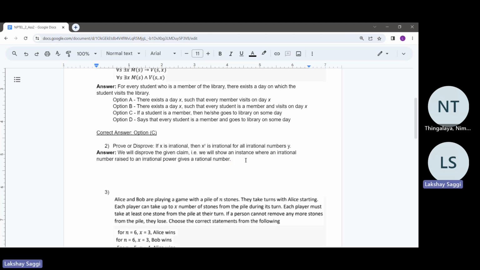Personally, I like this question a lot because I feel it is very counterintuitive. For this, let's just take the example of the number root 2. I'll write root 2 as sqrt2.